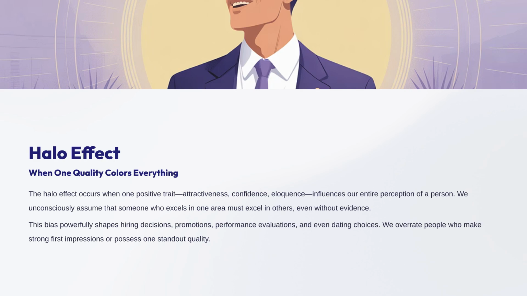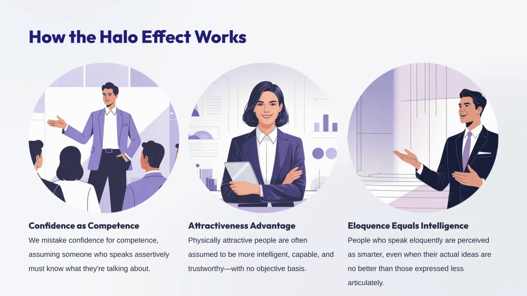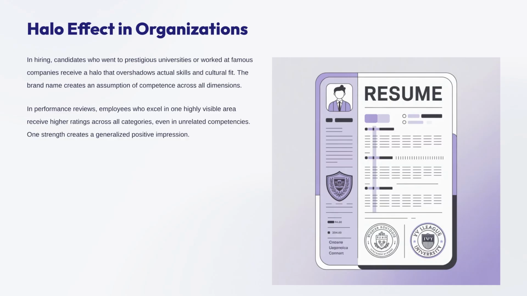The halo effect occurs when one positive trait, like confidence or eloquence, influences our entire perception of a person. We assume that someone who excels in one area must excel in others, powerfully shaping hiring and performance evaluations. The halo effect makes us mistake confidence for competence. Attractive people are often assumed to be more capable. Similarly, eloquent speakers are perceived as smarter, even if their ideas lack substance. In organizations, candidates from prestigious universities receive a halo that overshadows actual fit and skills. In performance reviews, excellence in one visible area can lead to higher ratings across all categories, creating a generalized positive impression.